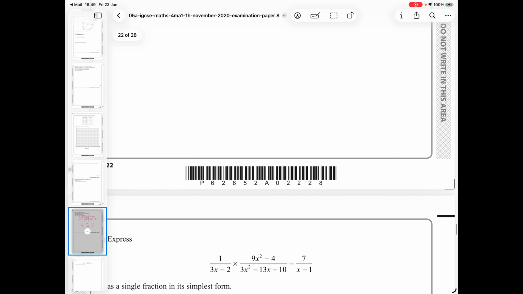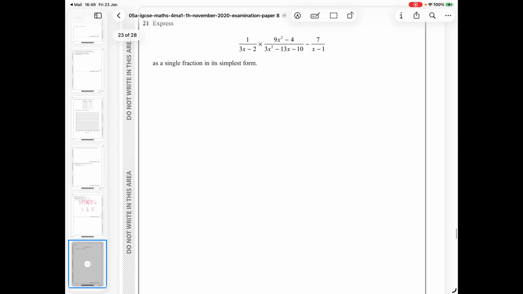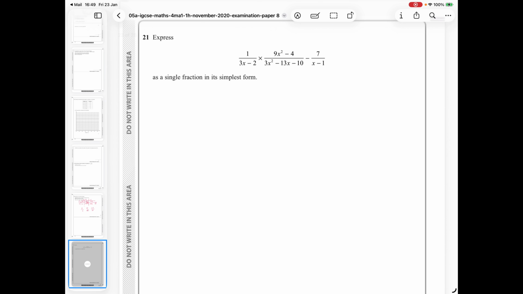Now, let's go on to the next question. Oh, this looks fun. Express this as a single fraction in its simplest form. I'm actually going to write this like that, and that's times. BIDMAS means we need to do that first, but first I'm going to factorise. This is the difference of two squares, the 9x squared minus 4. So that's going to be 3x minus 2 times 3x plus 2. You can already see that this is slightly easier.